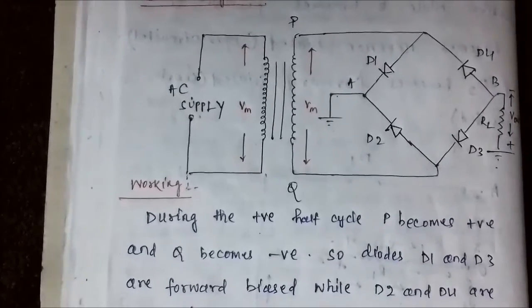So the modified circuit diagram in the positive half cycle duration of the waveform is like this.